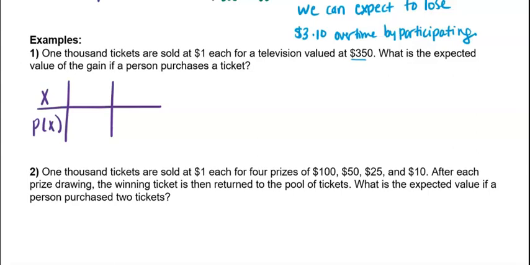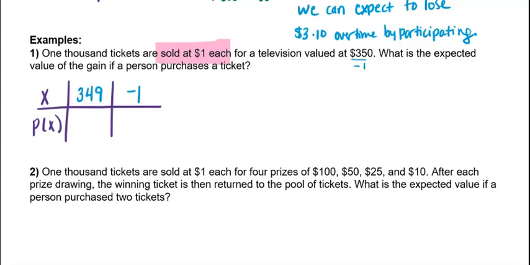Now, you paid $1 to play. So let's say you are that one lucky customer that wins the TV. You were down $1, but you had a value win of $350, which means really your expected gain was $349 richer than before you purchased the ticket. Or you paid $1 and you didn't win anything.